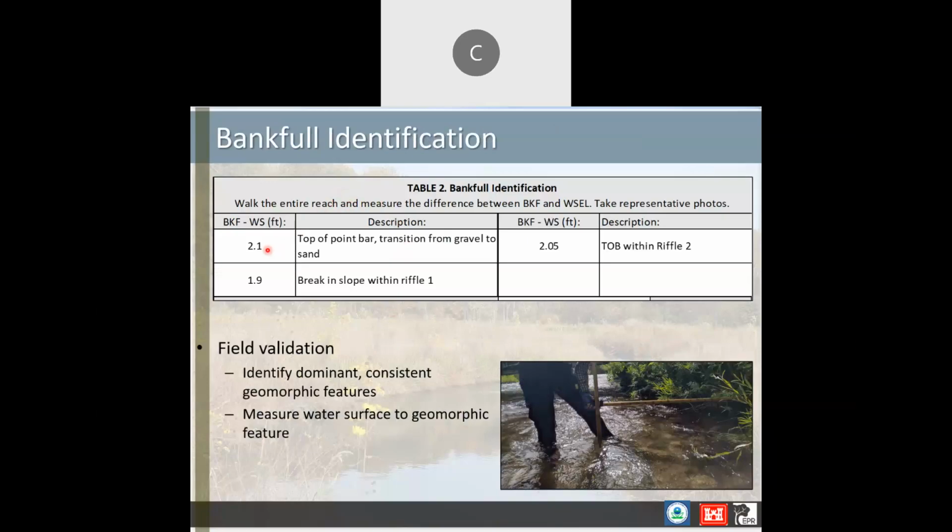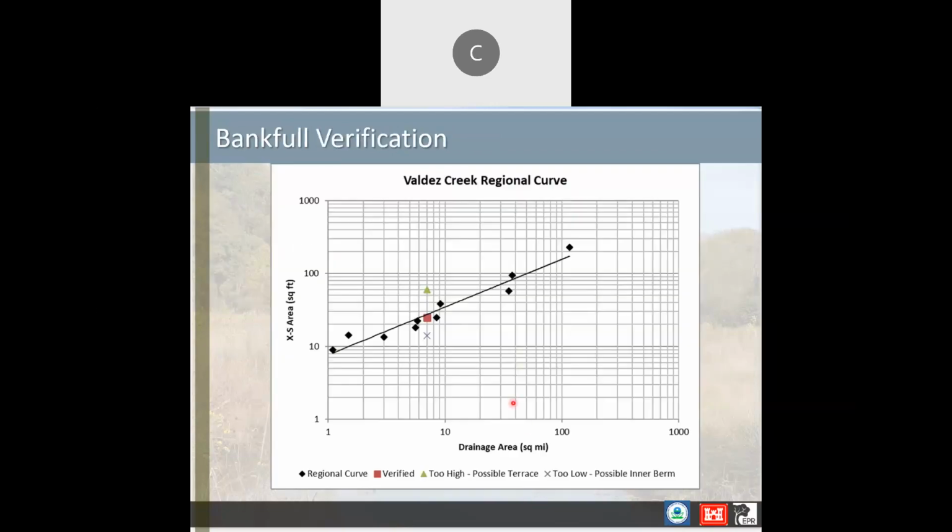There is space to record that distance between bankful and water surface, and also a description of the indicator you were looking at. So whether that was a depositional feature, which are my favorite, or maybe the bottom of a scour line or top of bank in some cases. And again, you might identify multiple features. So you might have a low feature, middle feature, high feature.